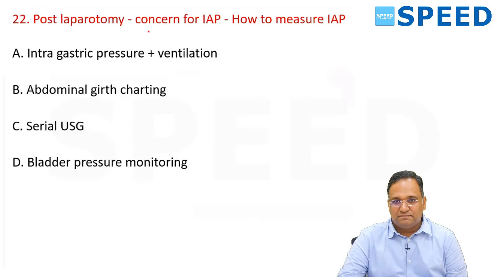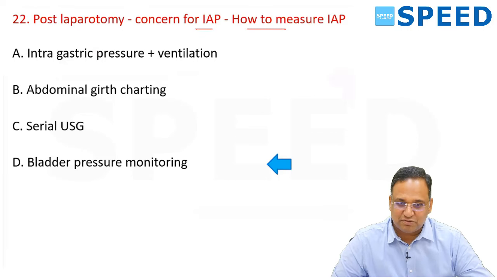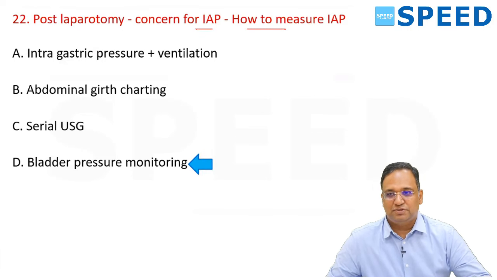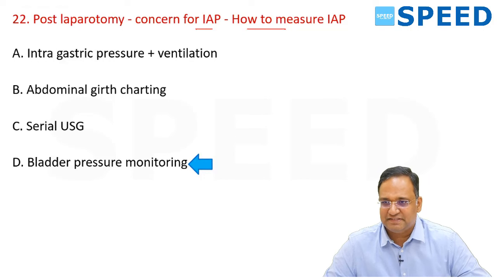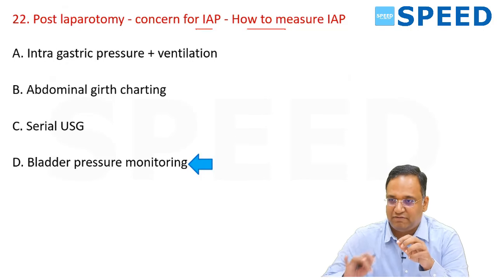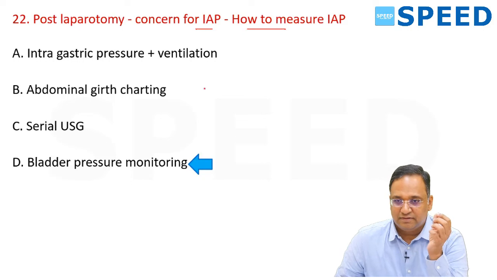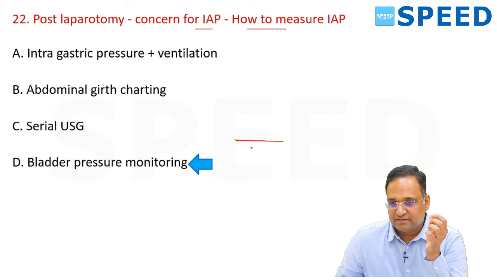Post laparotomy, concern for IAP. How to measure IAP? Intra-abdominal pressure. So, bladder pressure monitoring. How do you do that? See, what you should do is a very simple bedside technique I will teach you. The urinary catheter is there. You have to remove the connector from the bag. And what you do is you just take it up. Okay, the patient is lying down like this.